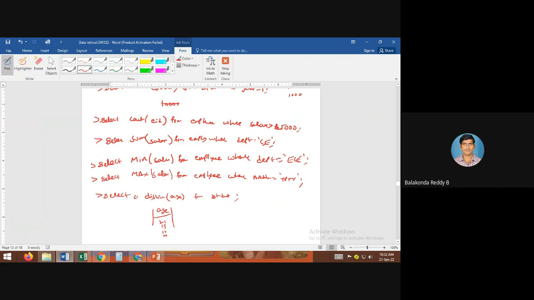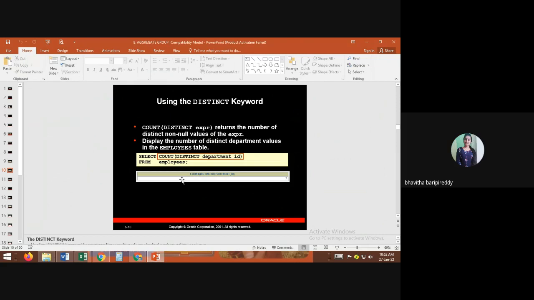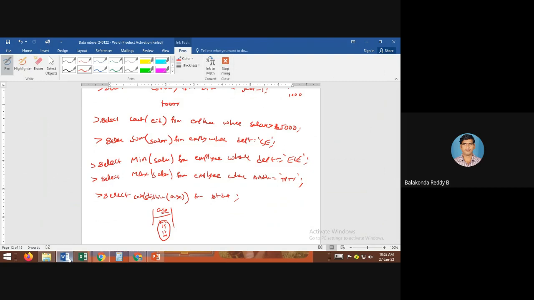Now the same query I'm putting in count. Now what is the output of this one? How many values are there? That count it displays. Yes or no? Yes, sir. Note down. This is also one example. All of you note down one by one.